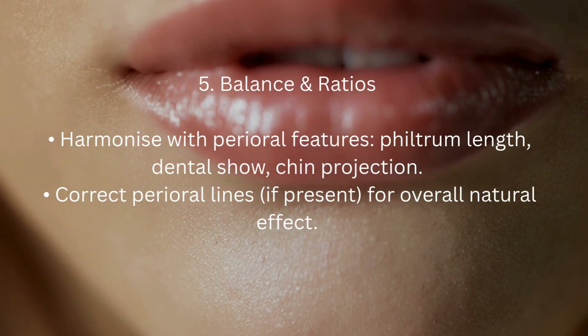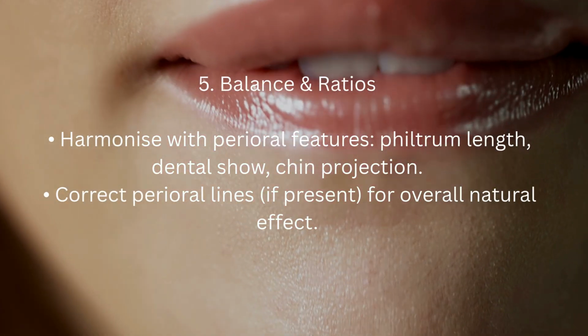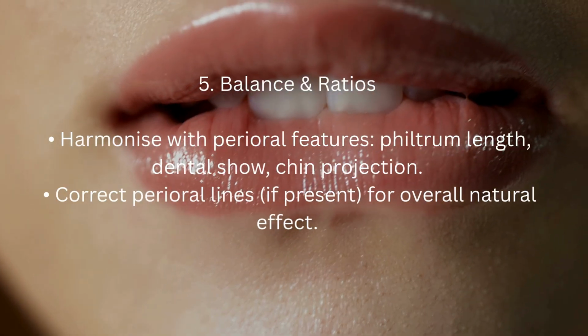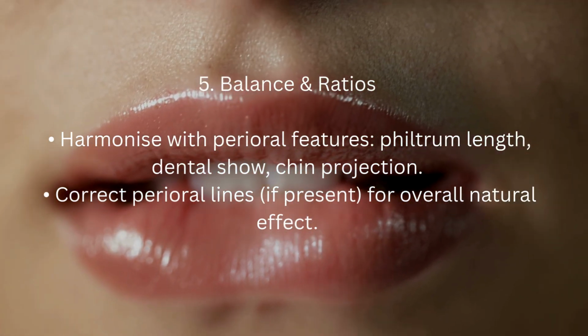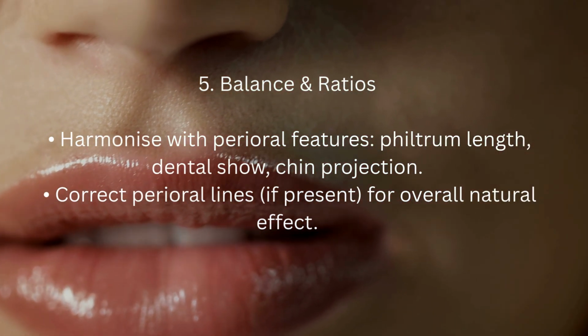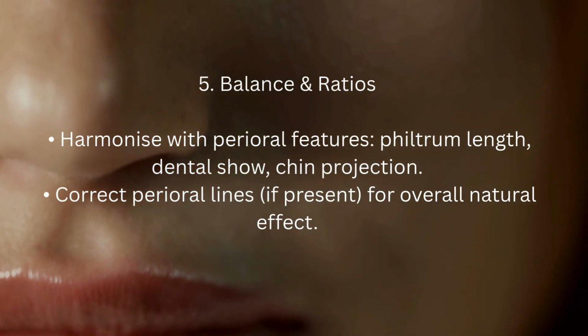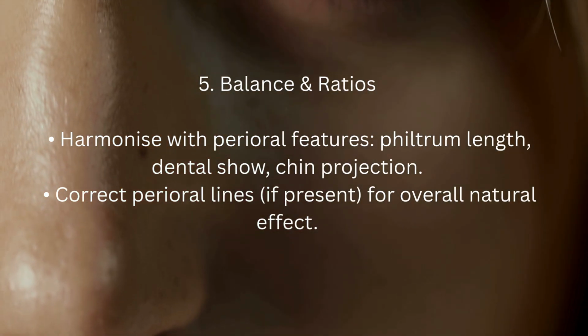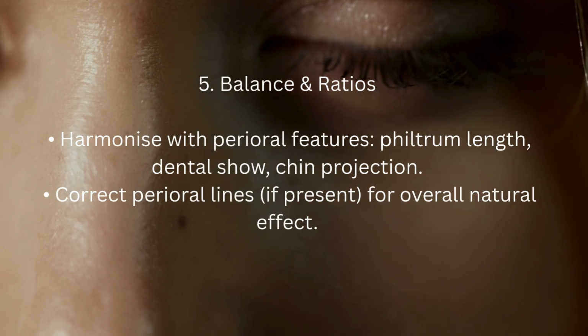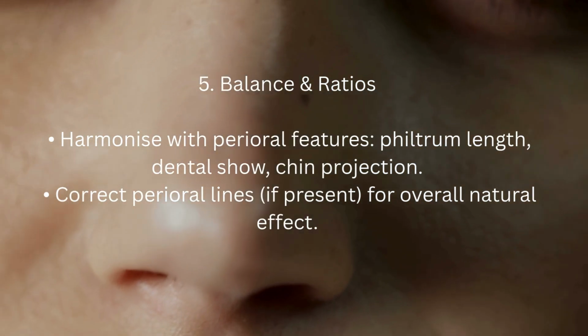Many beginning injectors get the balance and ratios wrong. One must harmonize with the perioral features such as the philtrum length, the dental show, and the chin projection. And it may be necessary to correct the perioral lines for an overall natural effect.